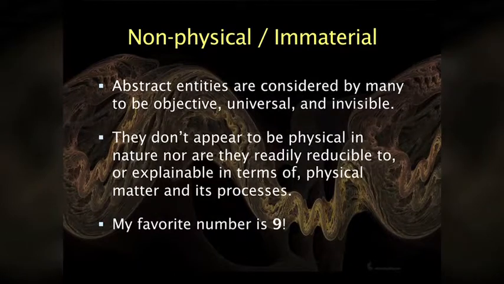Abstract entities are considered by many to be objective, to be universal and invisible. Again, science, in order to carry out its enterprise, has to be objective, it has to be tested. These abstractions don't appear to be physical in nature, nor are they readily reducible or explainable in terms of physical matter and processes. Where do we get these ideas? My favorite number is number 9, by the way. I think I listened to too many Beatle albums growing up. That was my problem. How do we explain numbers?